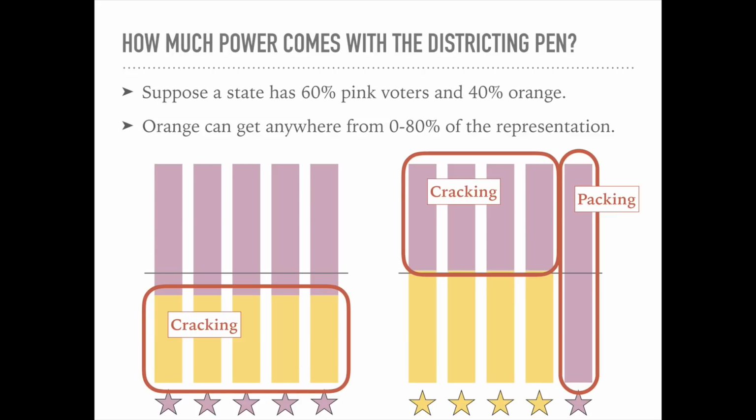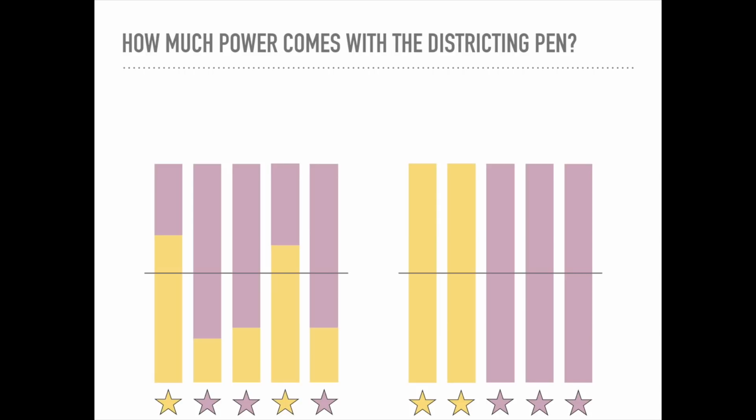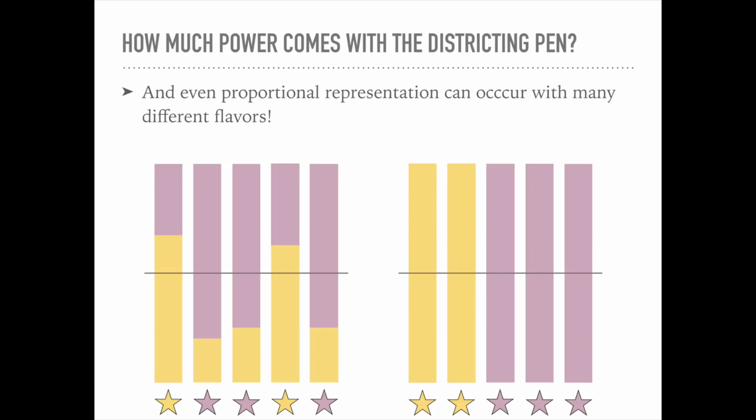The next thing to note is that the outcome doesn't tell you everything about what it's like to live and vote in a society that's structured this way. So here are two different ways of getting proportional representation for Orange: 2 seats out of 5, or 40% of the representation.